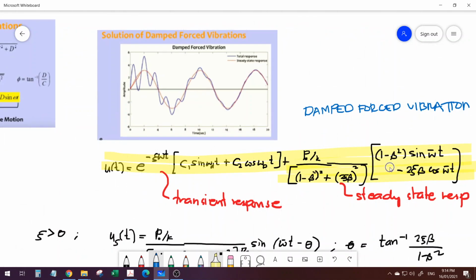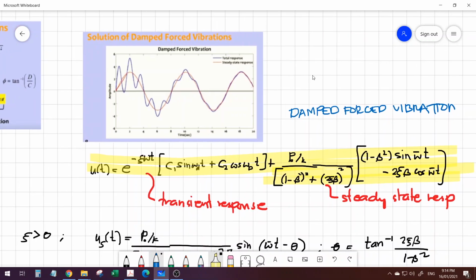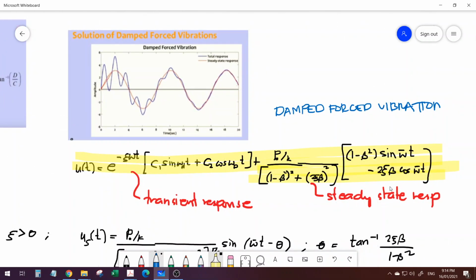If you plot this in Excel or in a graph, you will get this. If you notice, the transient response will die out, and matitira na lang yung steady state response, because you have damping. And therefore, what's important in a typical structure or building is the steady state response, itong term na to, because siya yung matitira. So extract natin yan.